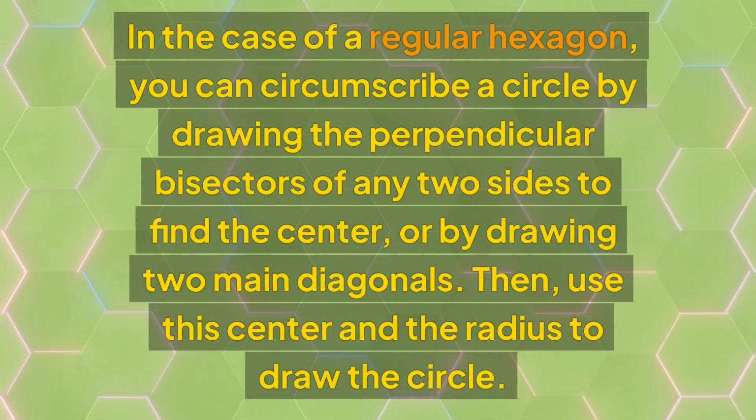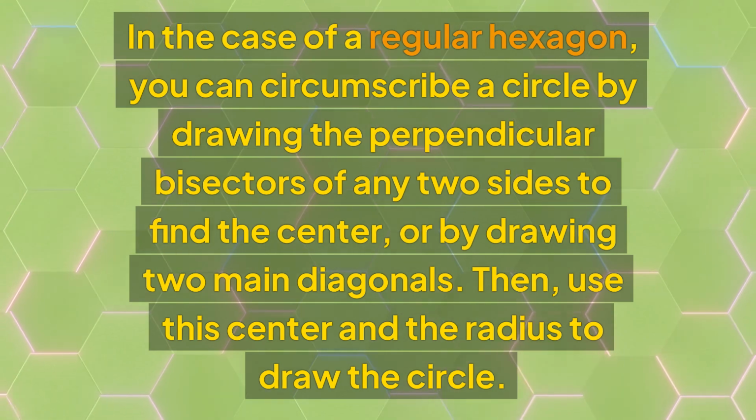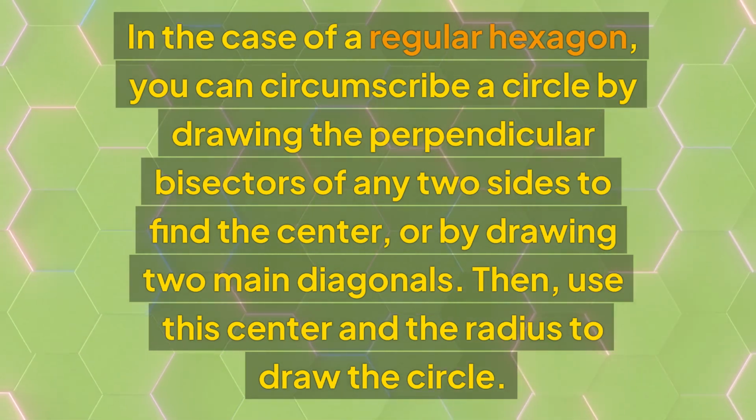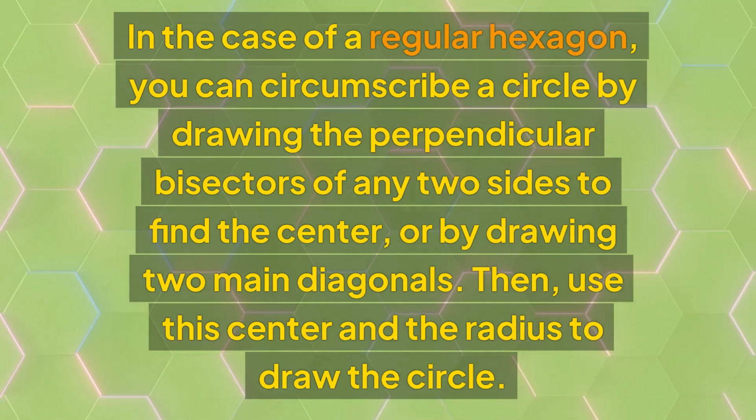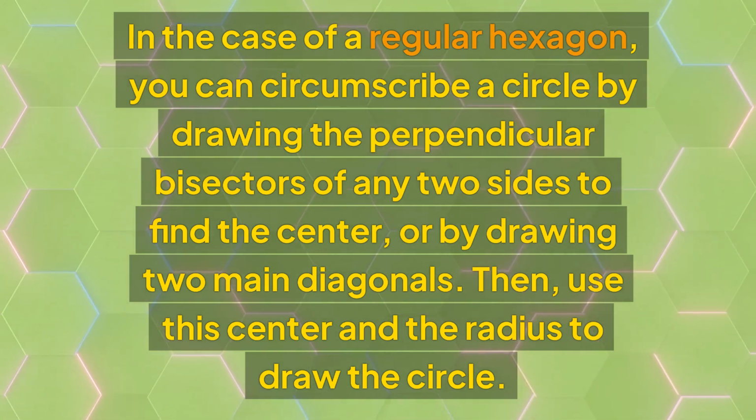In the case of a regular hexagon, you can circumscribe a circle by drawing the perpendicular bisectors of any two sides to find the center, or by drawing two main diagonals. Then, use this center and the radius to draw the circle.